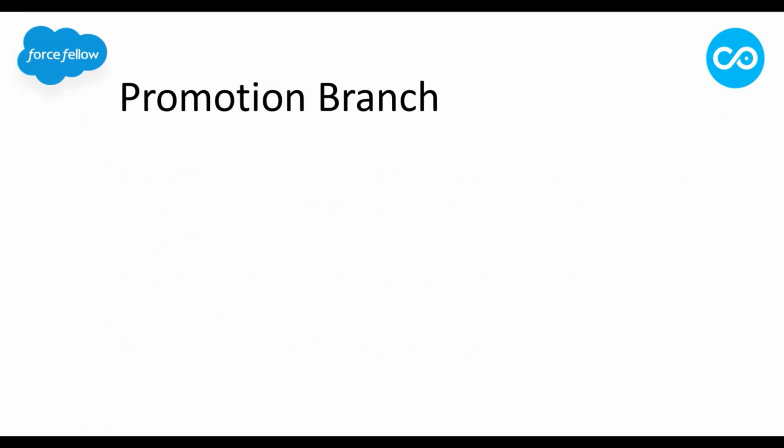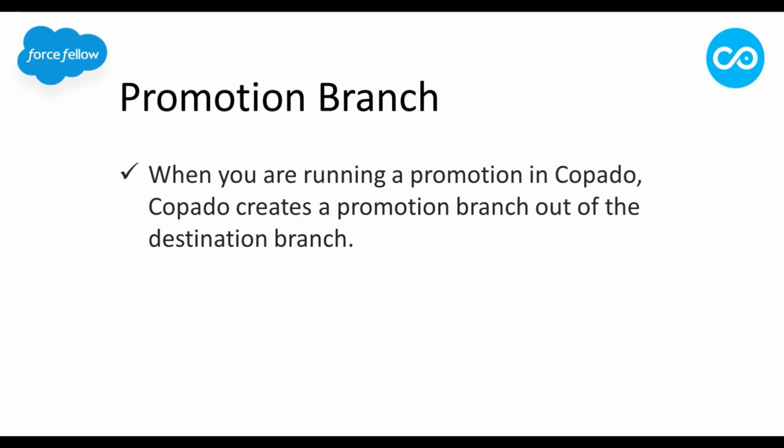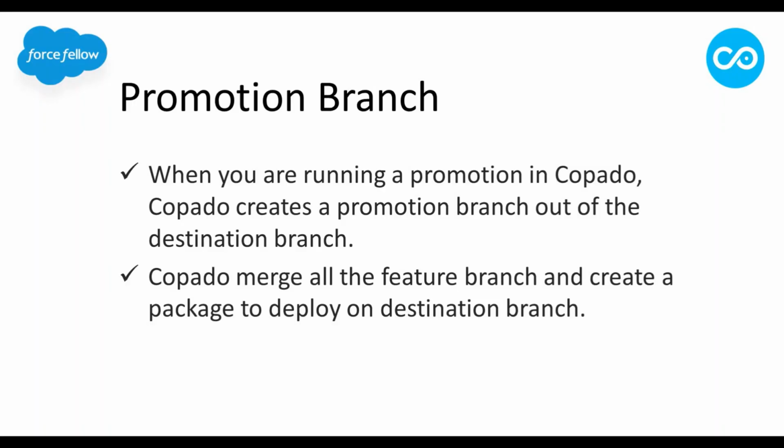Okay. Next we have the promotion branch. When we run a promotion in Copado, Copado creates a promotion branch out of the destination branch. After that, it merges all the feature branches and creates a package to deploy on the destination branch. For example, if you want to deploy 2 user stories, Copado will take the feature branches of those user stories, extract the changes and deploy them to the destination. So in a nutshell, a feature branch will be created for every user story and a promotion branch will be created for every promotion or deployment.